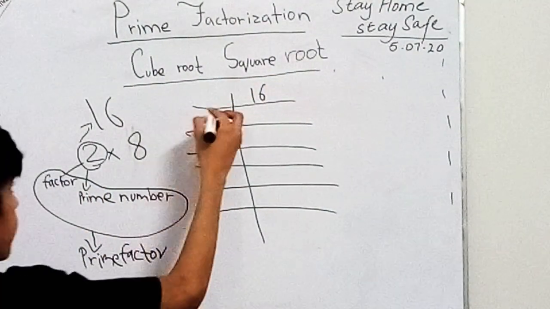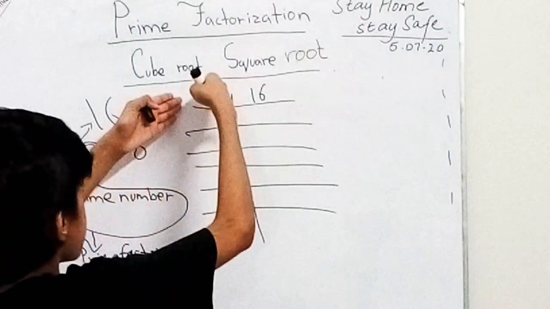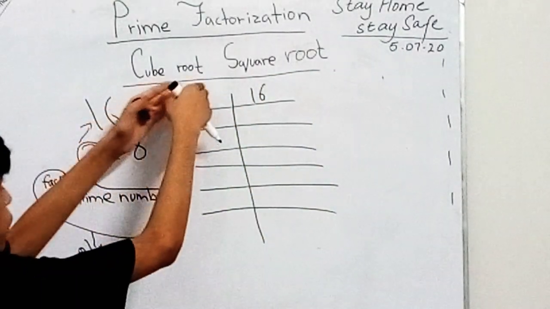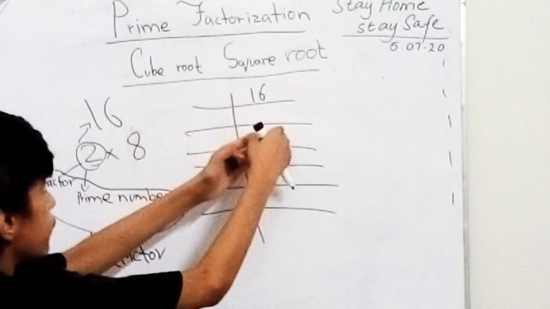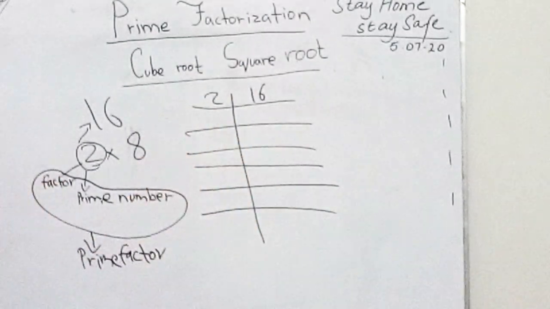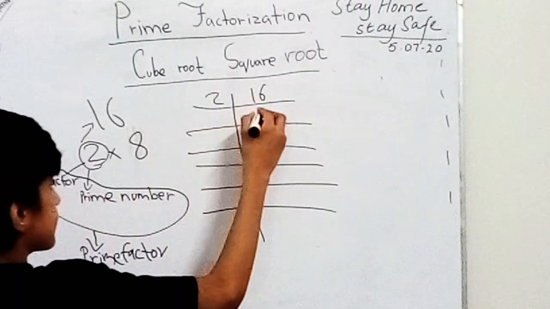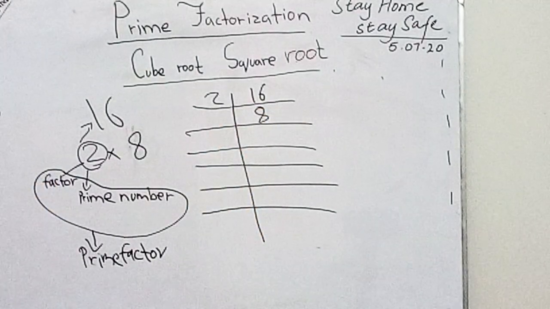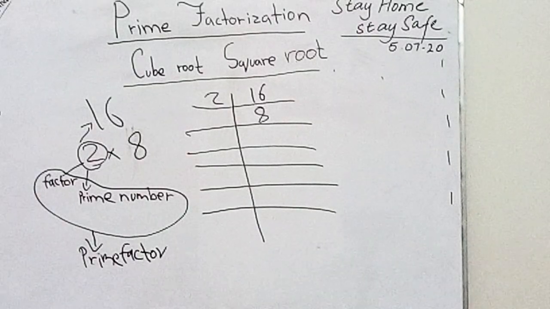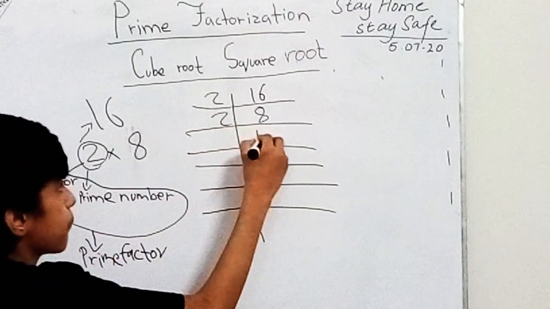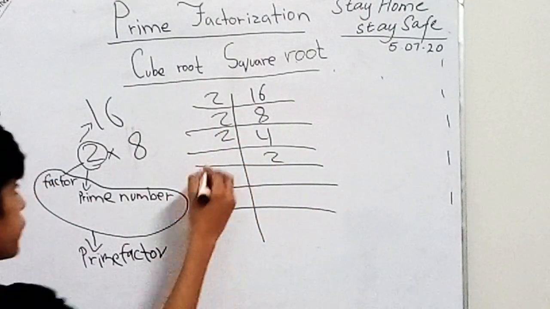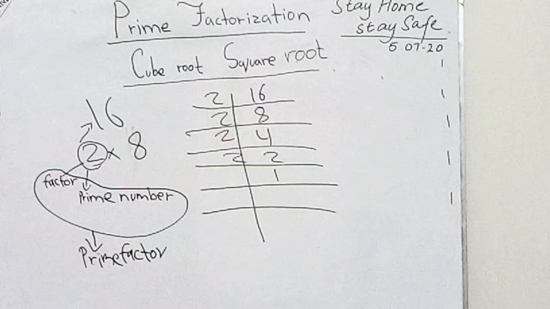We'll write the number over here, and the factors we have to write over here. The number 2 will be written over here and 8 here, because 2 times 8 is 16. Then 2 times 4 is 8. Then 2 times 2 is 4. Now 2 times 1 is 2.